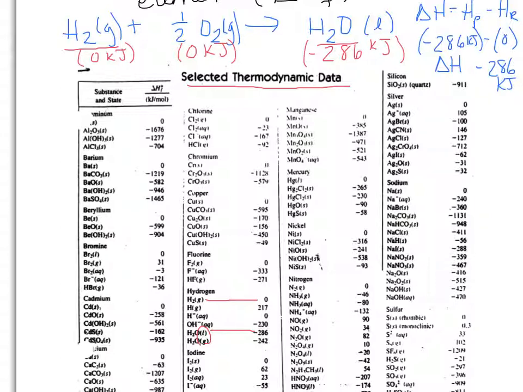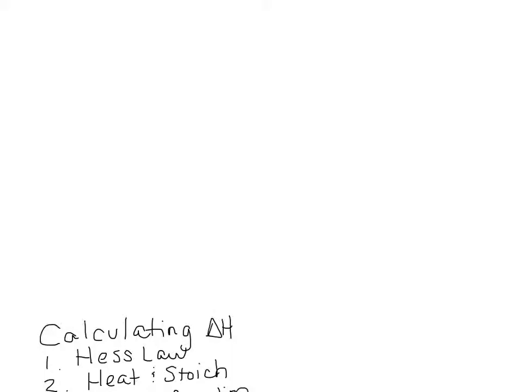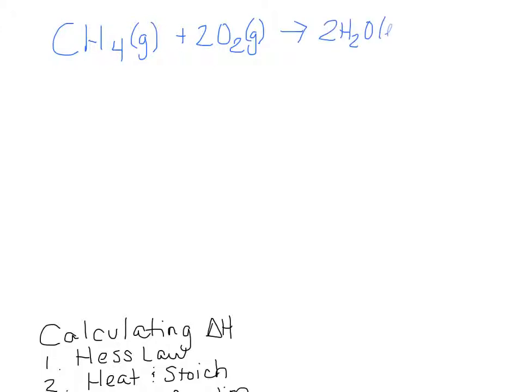All right, if we continue to a second example, let me slide up here where I have some more room on my screen. Let's go ahead and look at what if you have methane gas that combines with 2 oxygen gas to produce 2 liquid waters and a carbon dioxide gas.